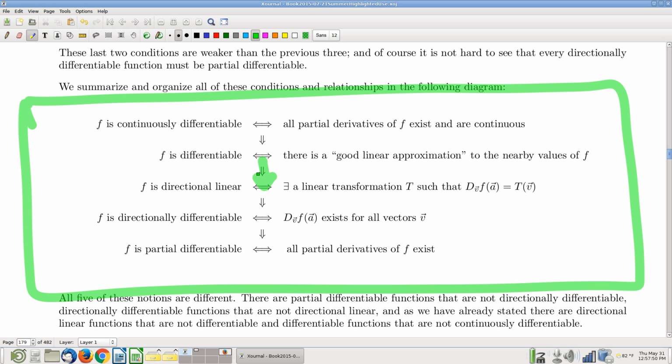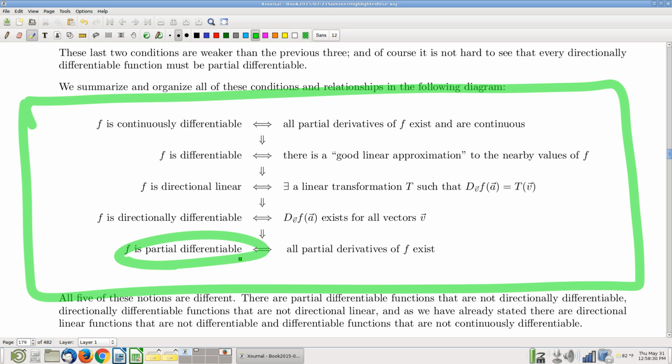And we saw that differentiability always implies directional linearity. A couple of others, I think it's convenient to have this term directionally differentiable. That just suggests that the directional derivatives all exist. And it turns out that not every directionally differentiable function is necessarily directionally linear. There are some functions for which the directional derivatives all exist. No problem, you can compute all the directional derivatives you want, but they don't fit together in a linear transformation. We're going to see an example of one of those.